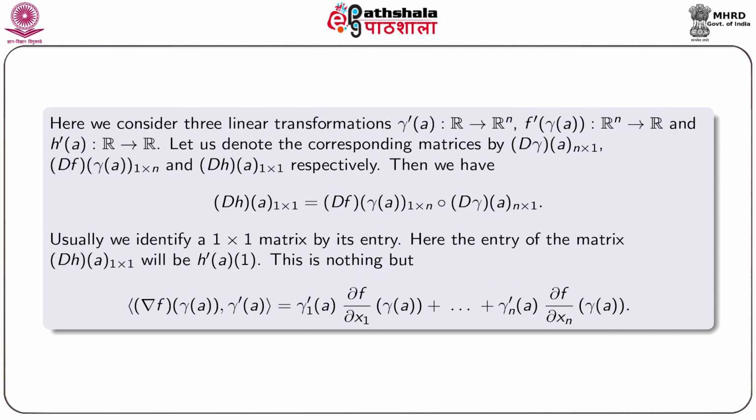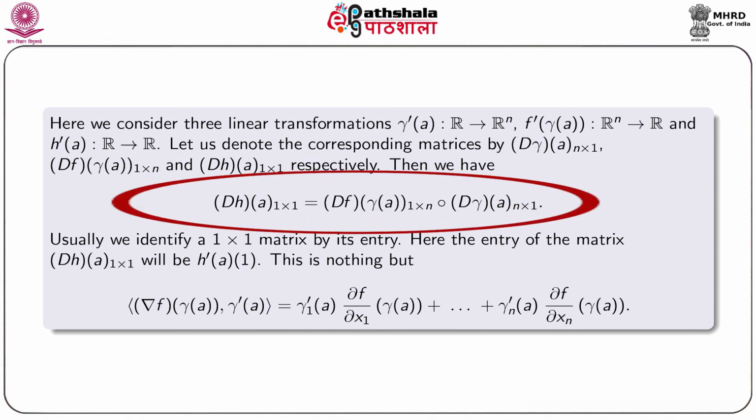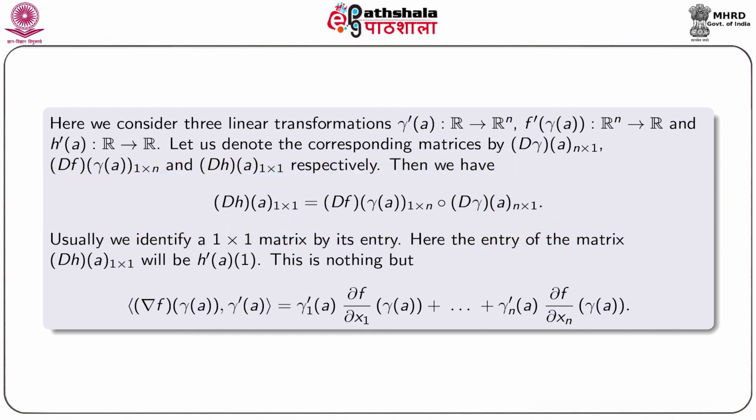So, basically here we are considering three linear transformations: gamma'(a) from R to Rn, f'(gamma(a)) from Rn to R and H'(a) from R to R. Let us denote the corresponding matrices by Dgamma(a), Df(gamma(a)) and DH(a). Their sizes are n by 1, 1 by n and 1 by 1 respectively. Then we have DH(a) equals Df(gamma(a)) matrix multiplication Dgamma(a).